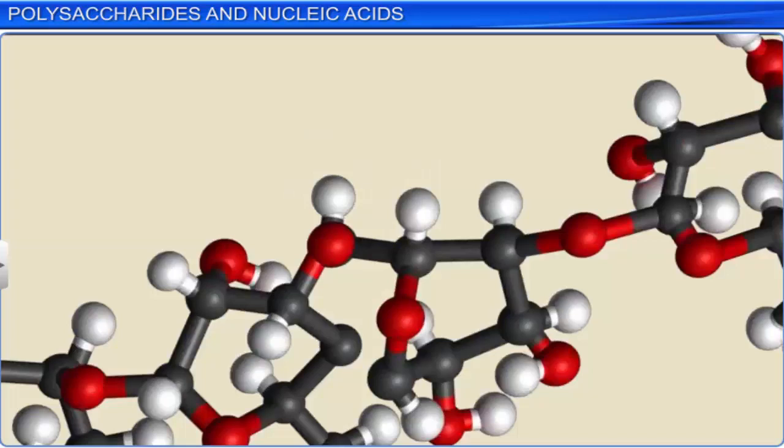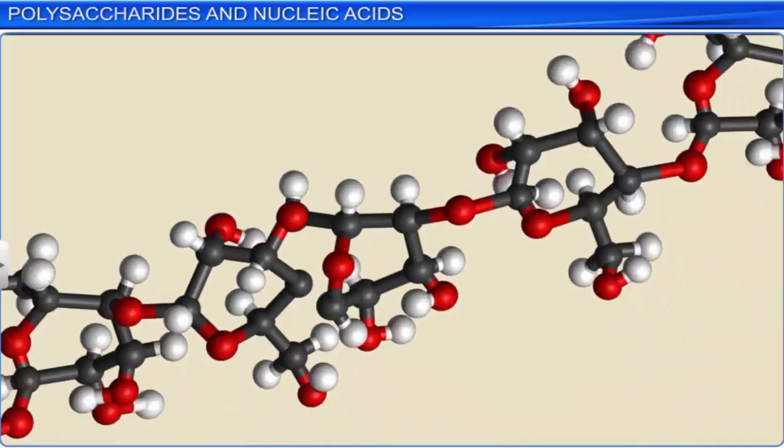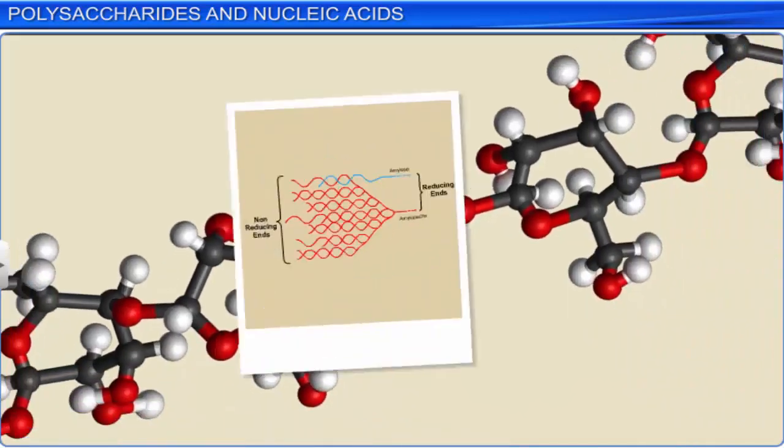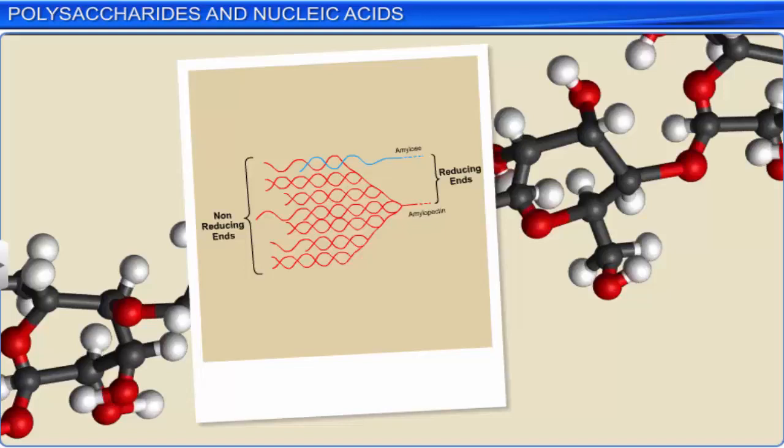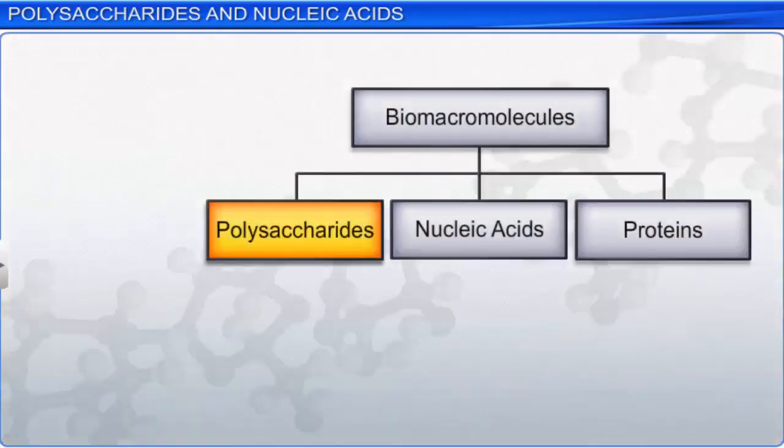Polysaccharides are long chains of sugars. They are thread-like structures consisting of different monosaccharides as building blocks. In a polysaccharide chain, for example in starch, the right end is known as the reducing end, while the left end is called the non-reducing end.